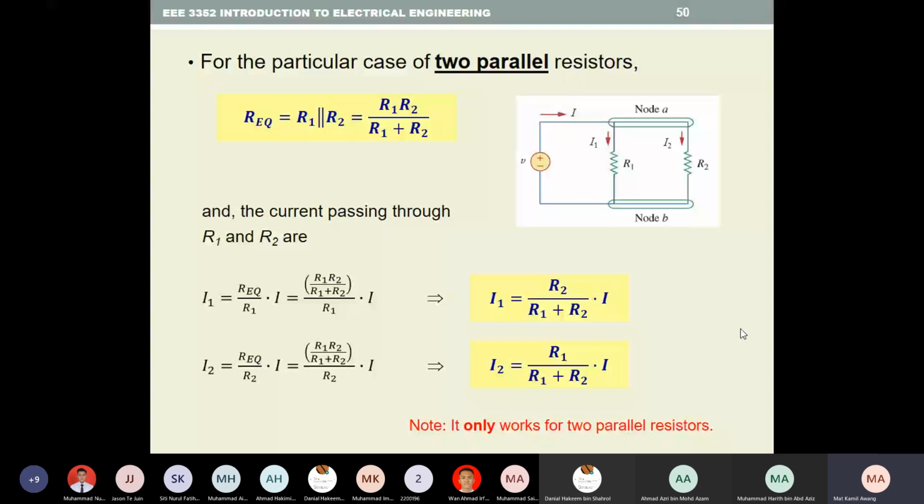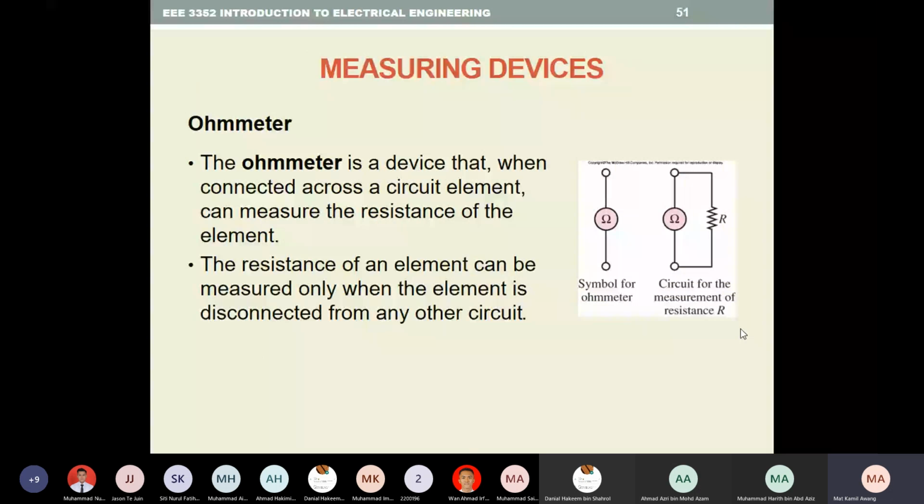When you want to measure the current flowing through circuits and whatnot, we have a few measurement devices. The first one is the ohmmeter. The ohmmeter is a device that you use to measure the resistance of a device.